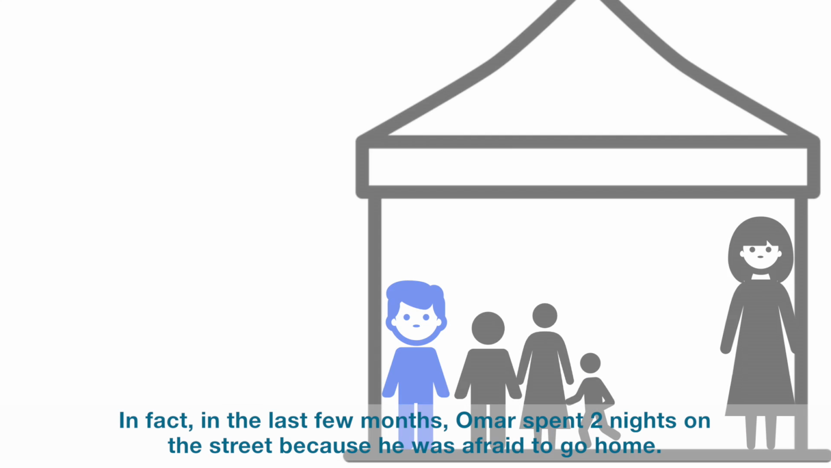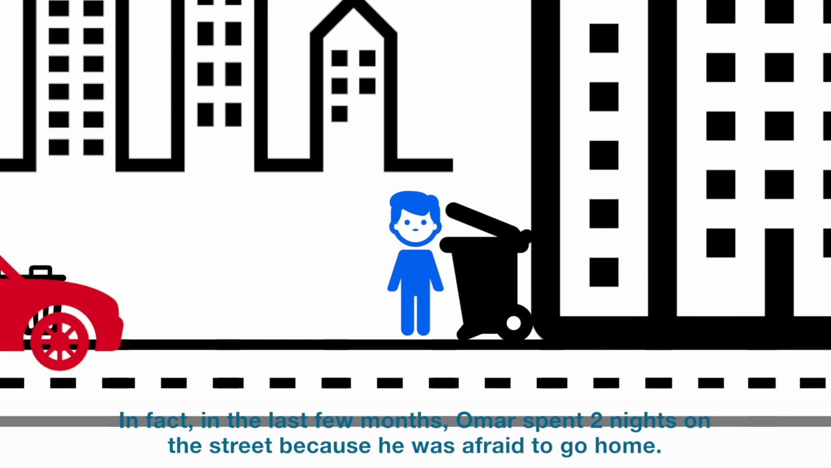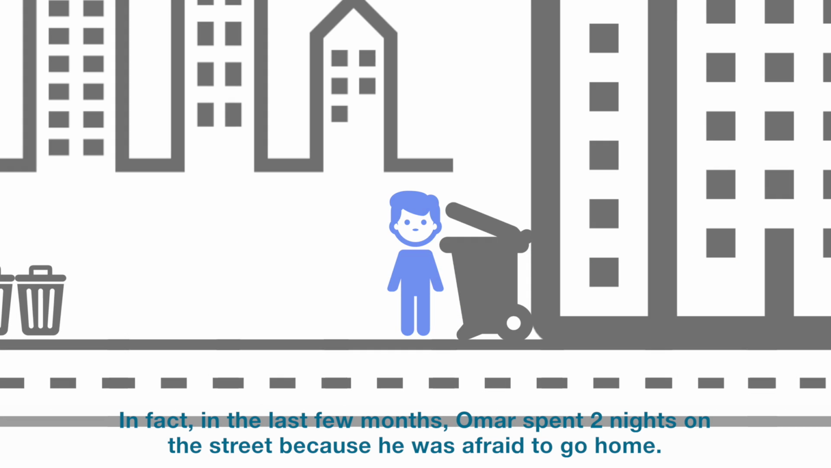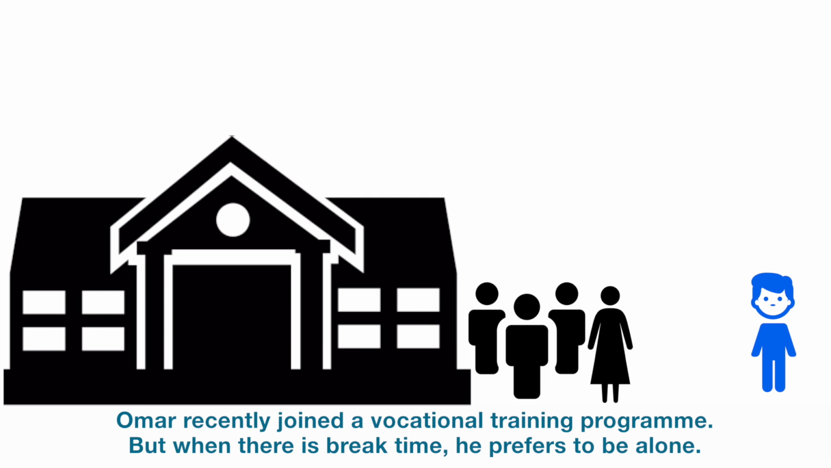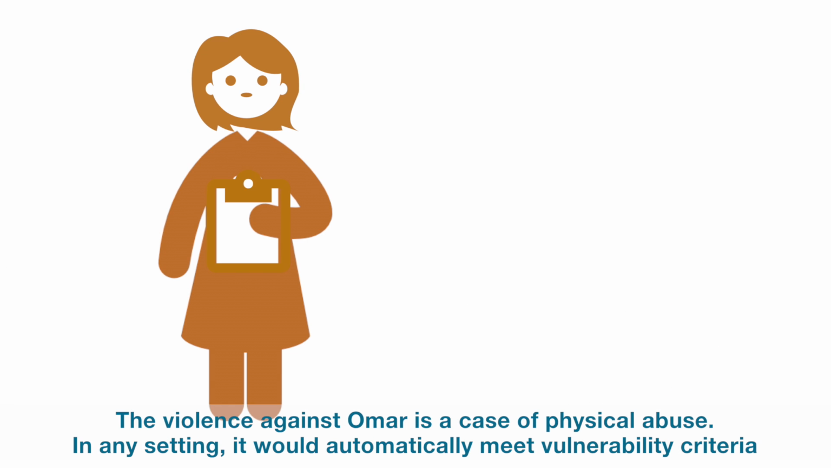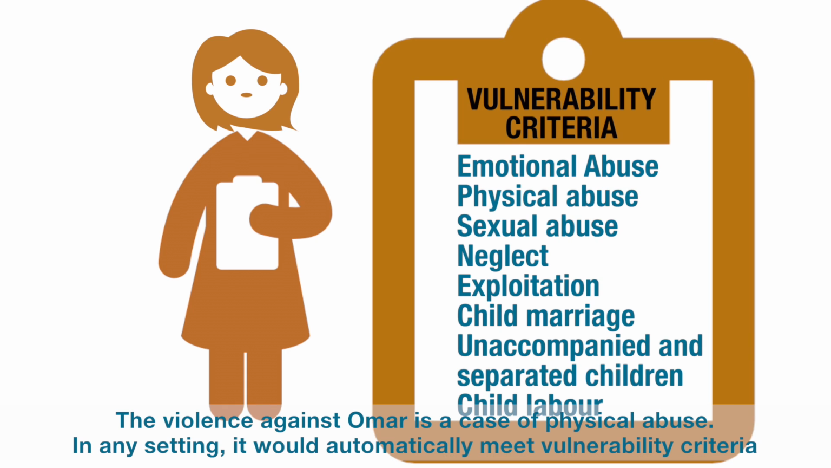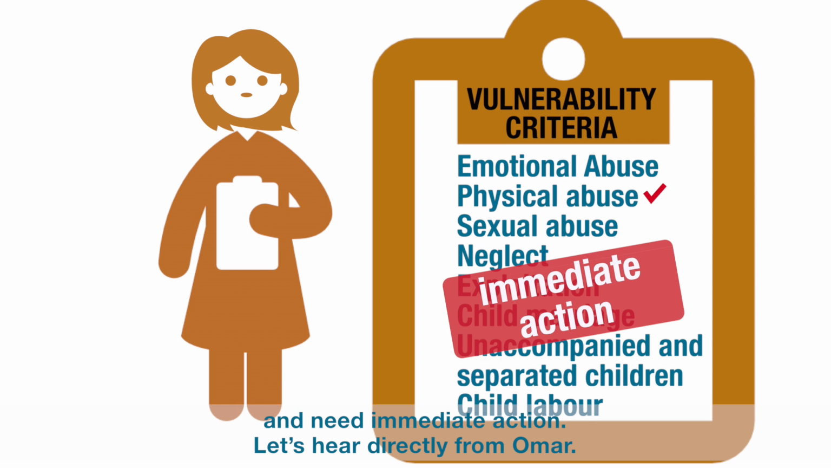In fact, in the last few months, Omar spent 2 nights on the street because he was afraid to go home. Omar recently joined a vocational training program, but when there is break time, he prefers to be alone. The violence against Omar is a case of physical abuse. In any setting, it would automatically meet vulnerability criteria and need immediate action. Let's hear directly from Omar.